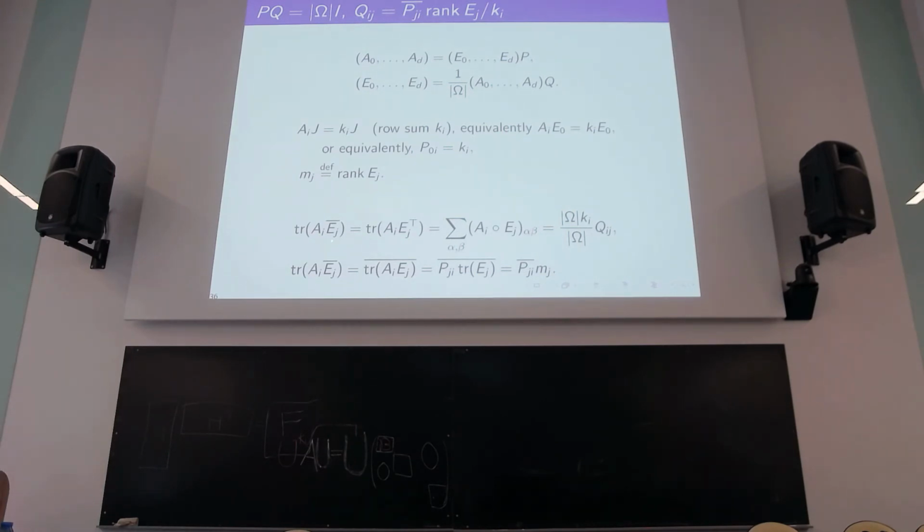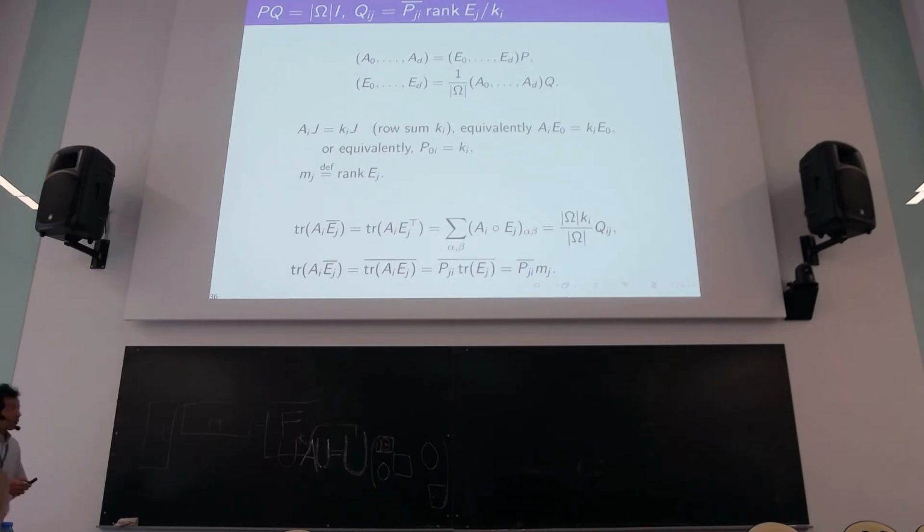Compute the trace of A_i times E_j bar in two different ways. In the end, you get two different expressions, and if you compare these, this omega will disappear. You compare them and you get this equality. So let's see, first this is E_j bar, but E_j is a symmetric matrix, so bar is the same as transpose.